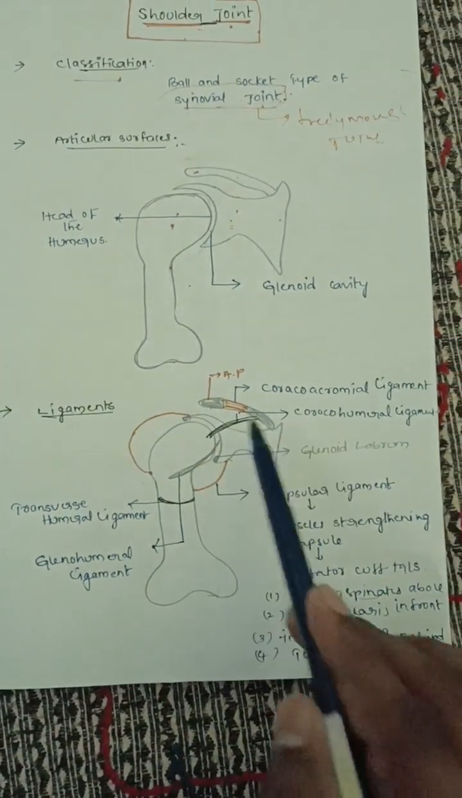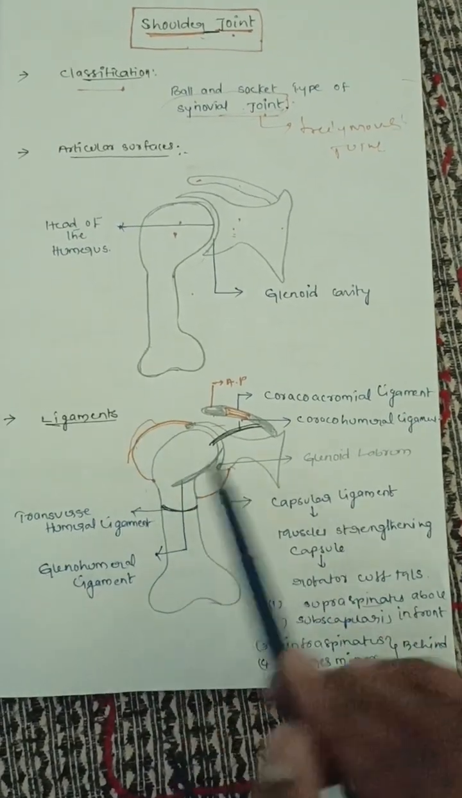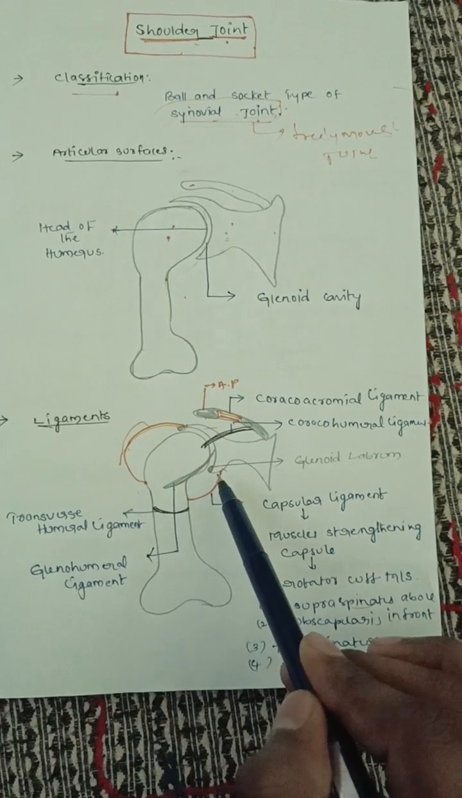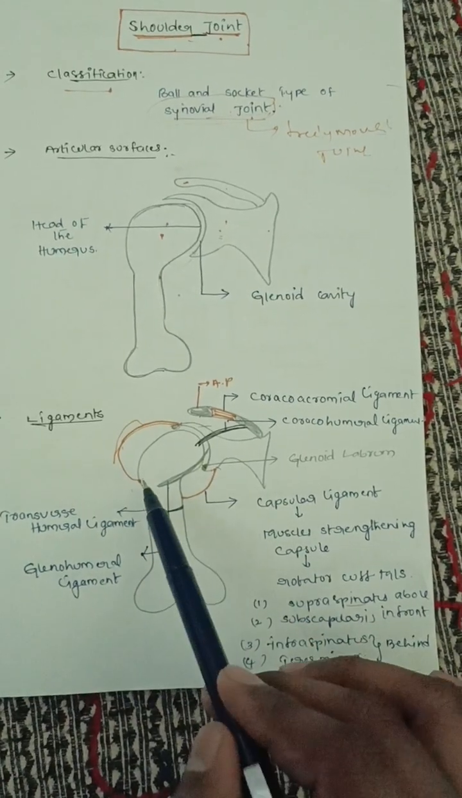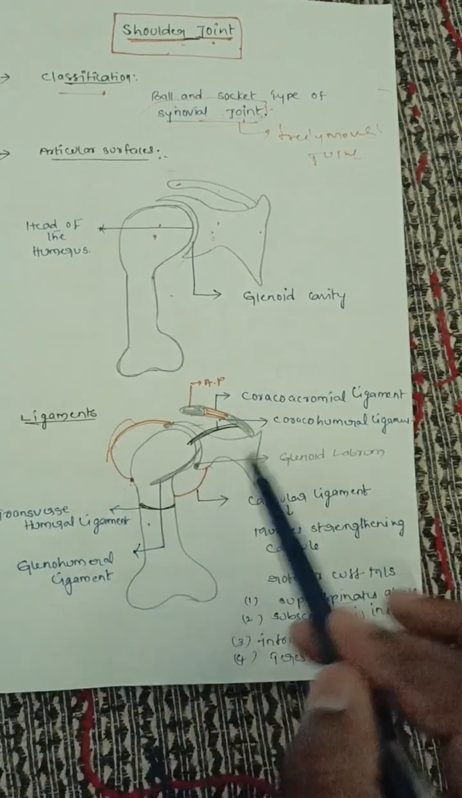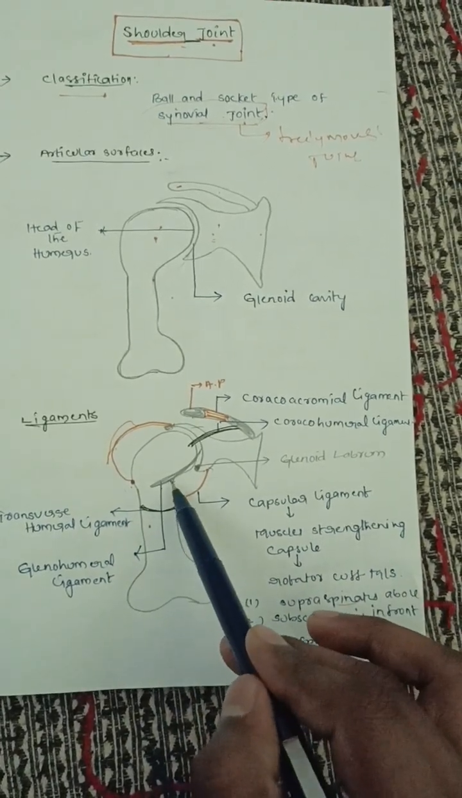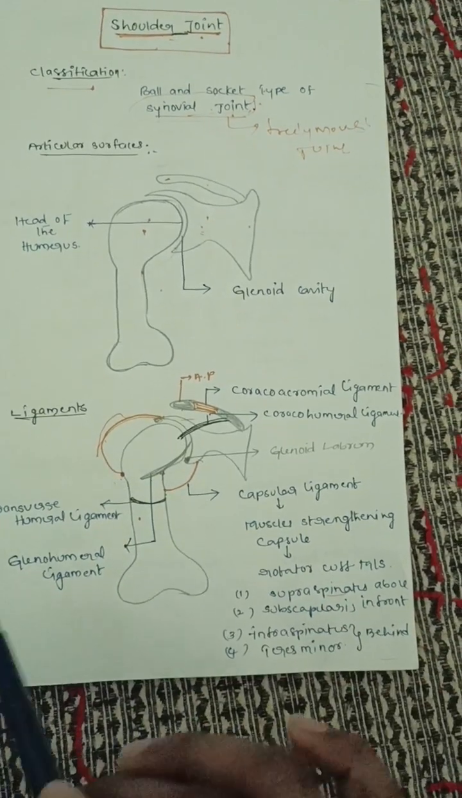The main ligament is the capsular ligament. The capsular ligament is attached medially to the glenoid labrum, laterally to the surgical neck of the humerus, and below, 2 centimeters below the surgical neck of the humerus.